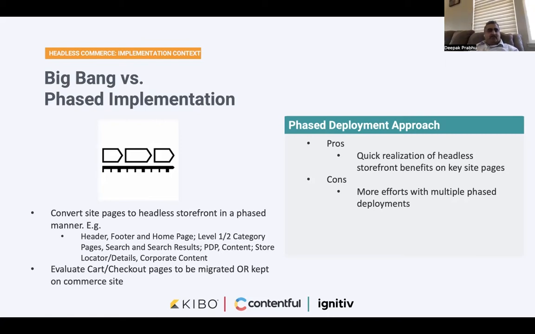One example of a phased approach is outlined here, where we first do the home page, the header, footer, followed by category and product pages. And then, if you have store locations, store functionality, followed by the other pages. Basically, you do the navigation pages of the site first, and then you do the cart and checkout pages later. So there is a method to this process.